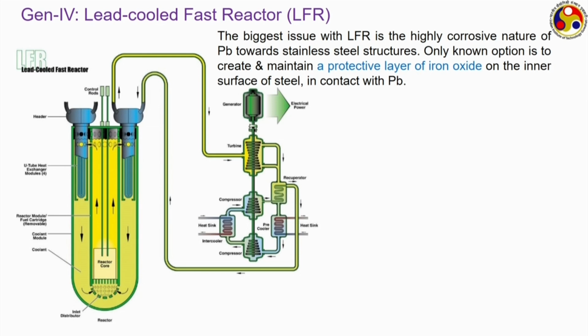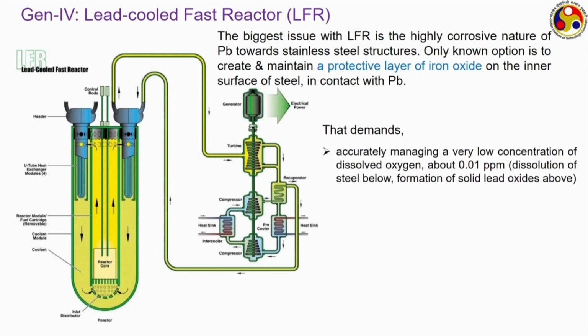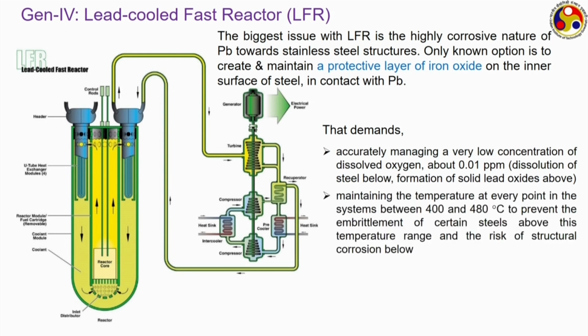The only reasonable option to prevent such corrosion is to use a protective layer of iron oxide on the inner surface of the stainless steel. On the surface which is in contact with lead, we put a protective layer of iron oxide, so that the lead does not come in contact with the steel. But this particular technology requires quite a few factors, like accurately managing a very low concentration of dissolved oxygen, about 0.01 ppm, and maintaining the temperature at every point in the system between 400 and 480 degrees Celsius.